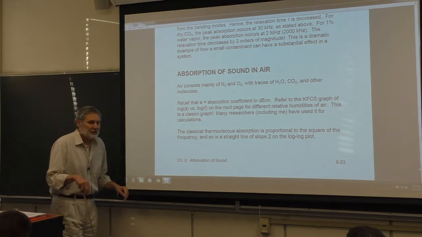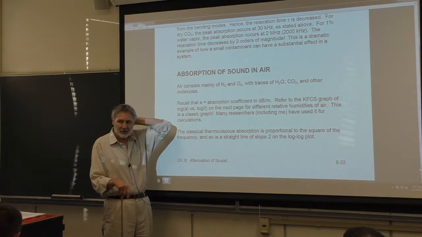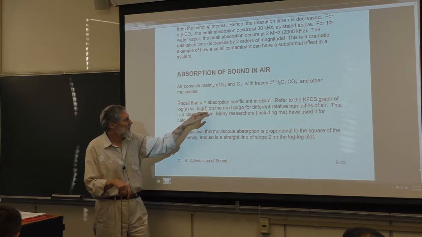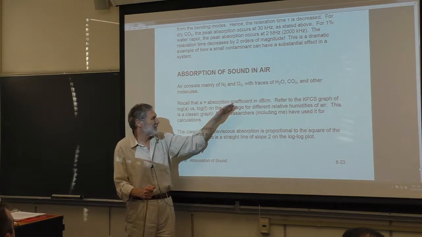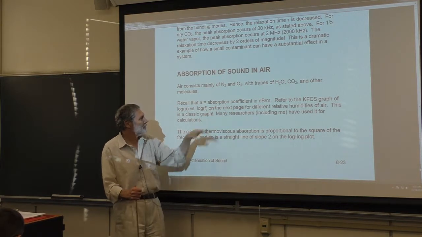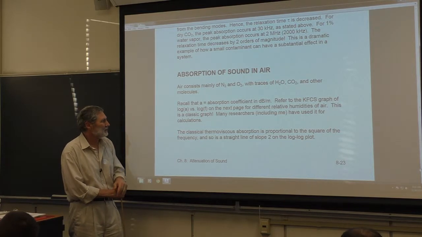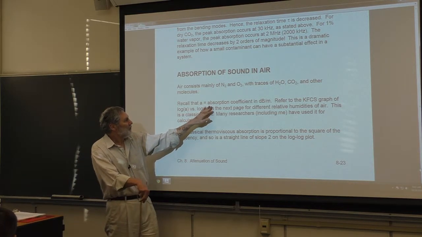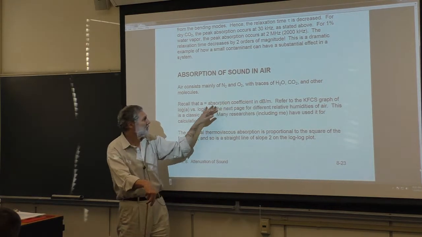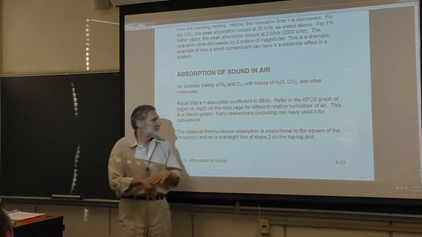So the way the results are presented here is not in terms of alpha, the absorption coefficient. It might technically have a different name, but people aren't strict about this. I think KFCS might call it the loss factor. But whatever words you want to put here, you just need to understand that it's in dB per meter, right?